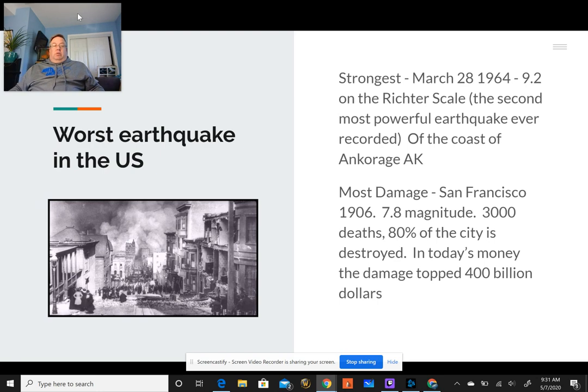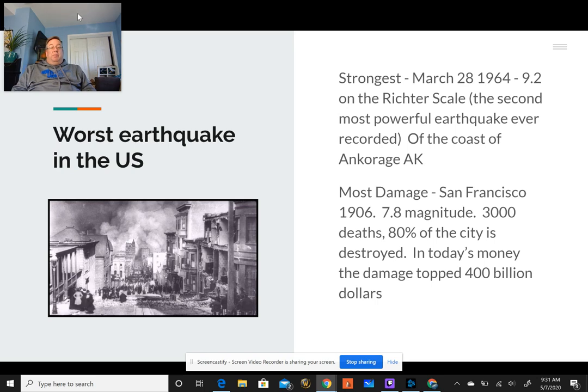All right, so worst earthquake in the United States. I'm going to break this down two ways. The strongest earthquake we've had in the United States, which is the first one, happened in 1964, which is not that long ago. It was a 9.2 on the Richter scale, which is the second most powerful earthquake ever recorded in history. And this happened off the coast of Anchorage, Alaska. Because it happened in the water, it generated some tsunami activity. We're lucky it wasn't on land because this is a ridiculous amount of energy being released.